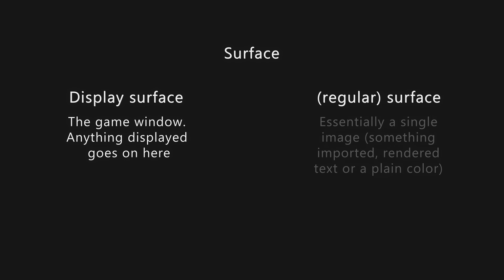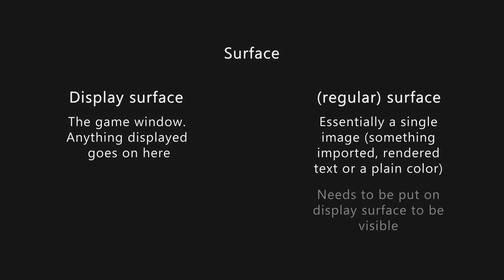But to display anything on this display surface, we need regular surfaces. And a regular surface, or just a surface, is basically just an image. And this image can be different kind of things. It could, for example, be an image you have imported. It could just be a plain color, or it could be some kind of text. These are basically the three different kinds of possibilities. And then you could place a surface with some content on the display surface. And that way you would actually display the regular surface.